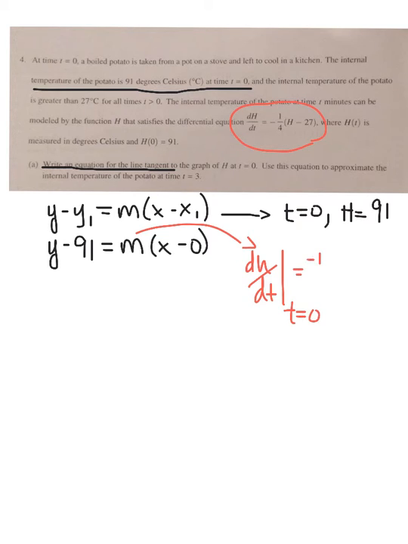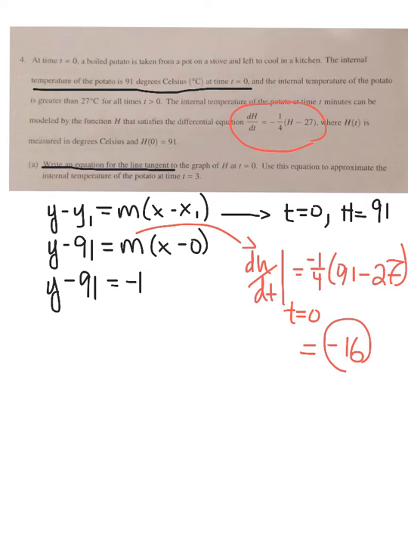Okay, so that's -1/4 times h minus 27. At time 0, oops, I'm sorry, at time 0, h is 91, isn't it? Okay, so I'm going to put in 91, and that would be, what, minus 27. Okay, and then work that out. And that's going to end up being -16. So let's go back here, and we have y minus 91 equals -16x. I'm going to drop the 0.